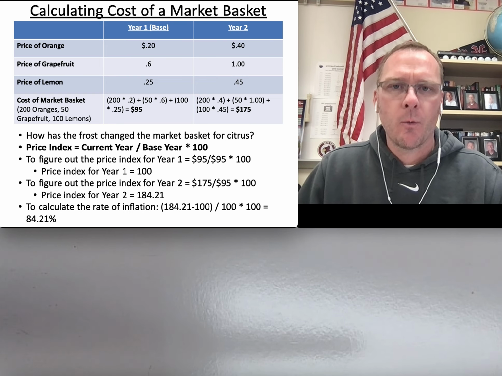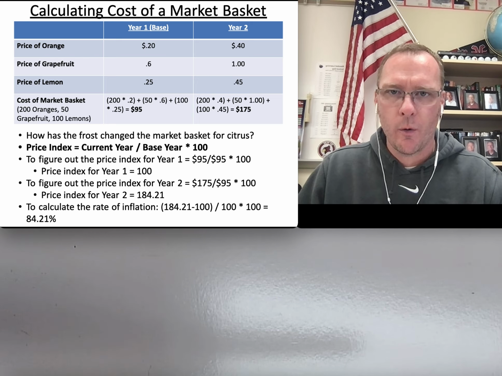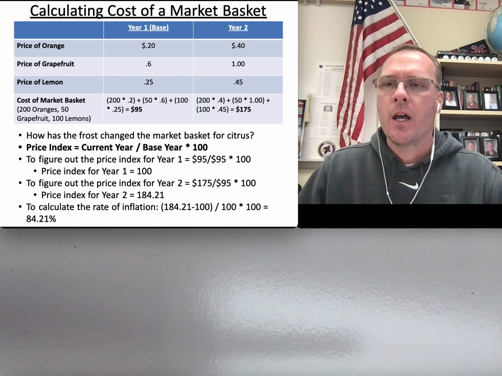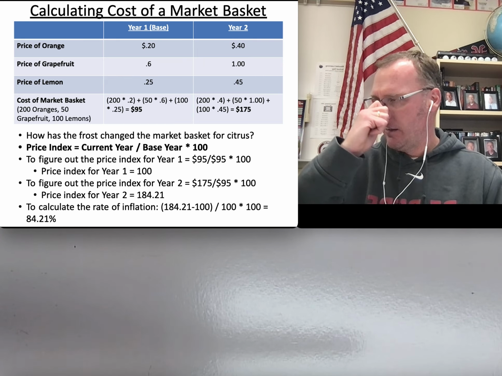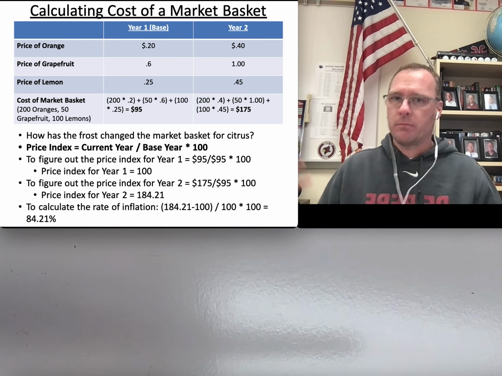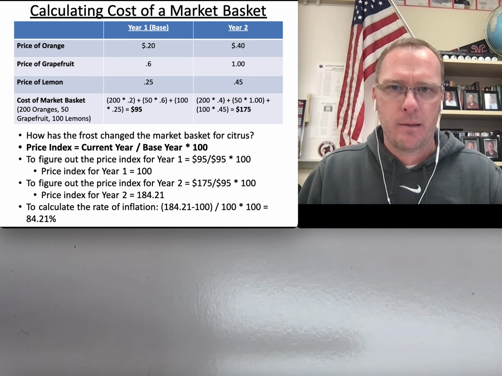So how do we go about doing this? Year one in this example is going to be my base year. Year two is showing me an increase in prices. I have an orange, a grapefruit, and a lemon. The cost of my market basket: in my basket I'm going to have different amounts of things. I've got 200 oranges, 50 grapefruits, 100 lemons.